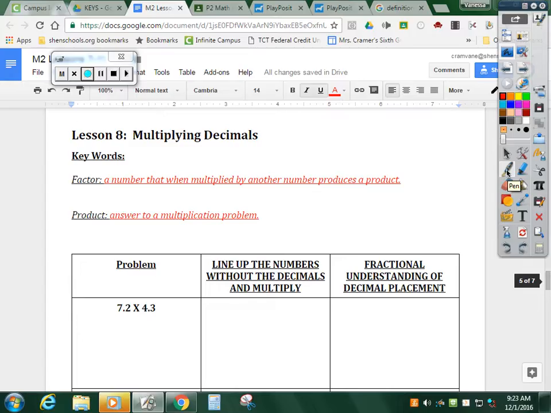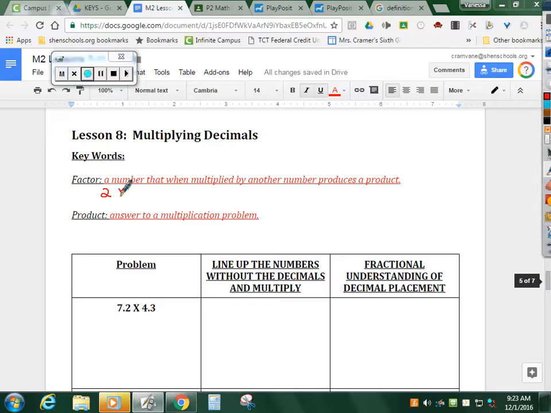I'm going to give you an example. An example of factors are 2 times 8. 2 times 8 is 16, and these 2 and 8 are actually factors of 16. I'm going to give you another number. I'm going to pick 24.